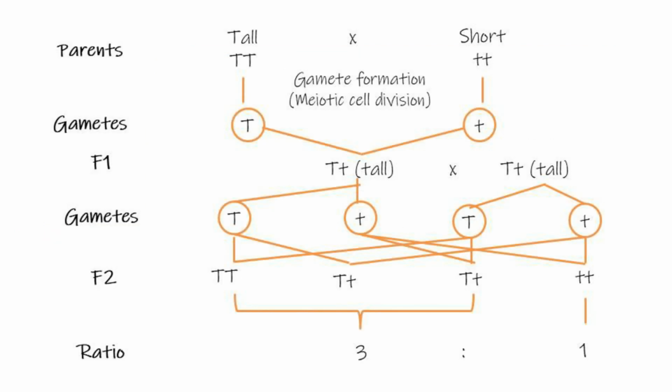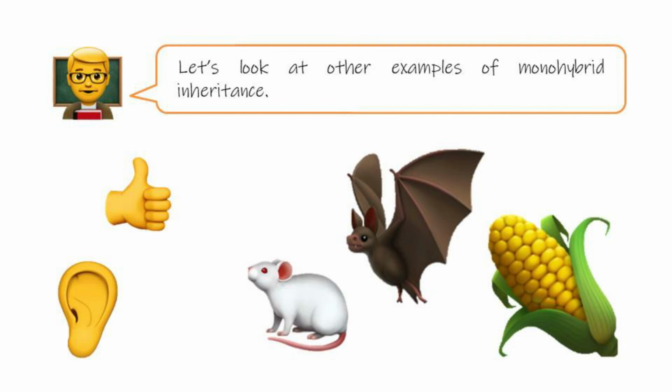Allele uppercase T is said to be dominant, and allele small t is said to be recessive. The first filial generation can produce 2 types of gametes that contain either allele capital T or allele small t. Therefore, there are 4 possible combinations of gametes when random fertilization of gametes from 2 first filial parents occurs. This produces tall and short plants in the second filial generation in a ratio of 3:1. Let's look at other examples of monohybrid inheritance.